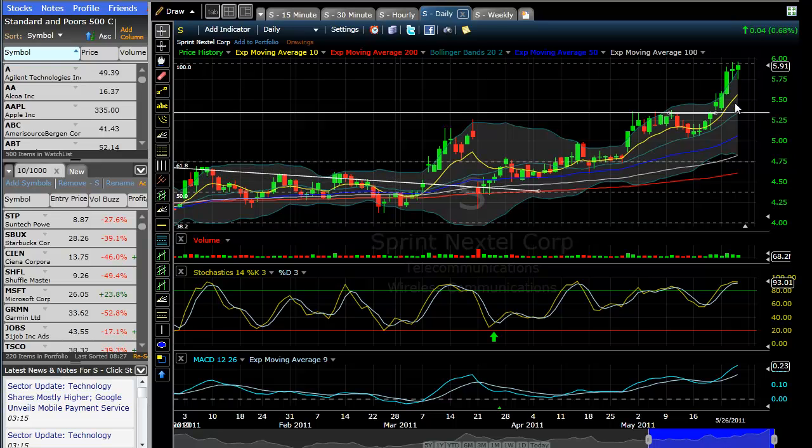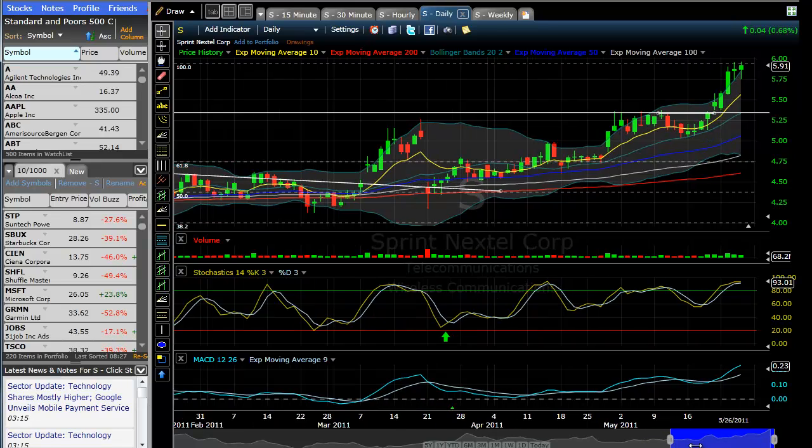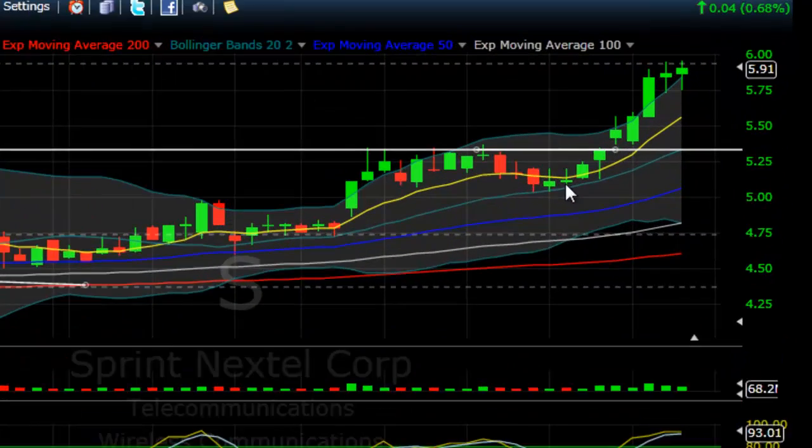It wasn't until we got over here that I started trading larger lots because Sprint had become pretty predictable. If we move up, we'd come back down to the 50 EMA, we'd come up, we'd test the 20, we'd come up, we'd cruise back down, test the 20, and as of late, this is my current entry, was this.